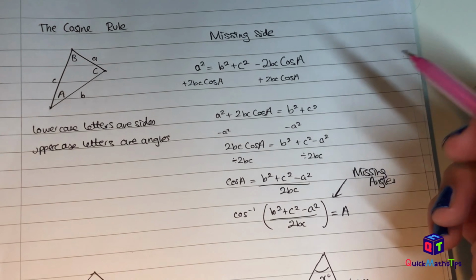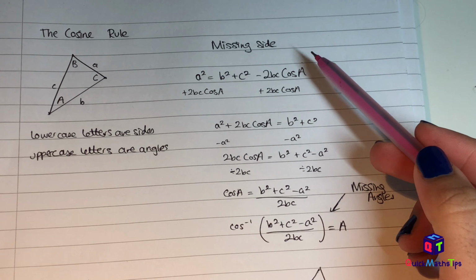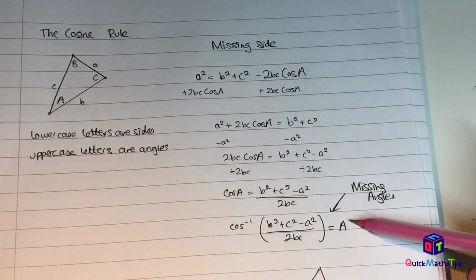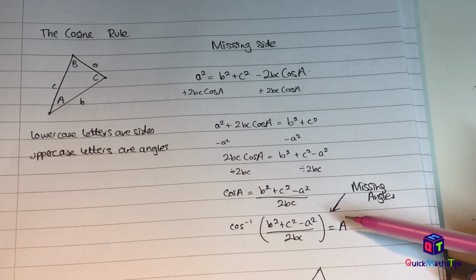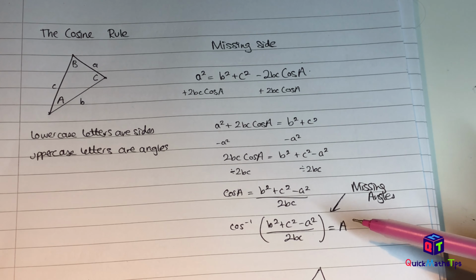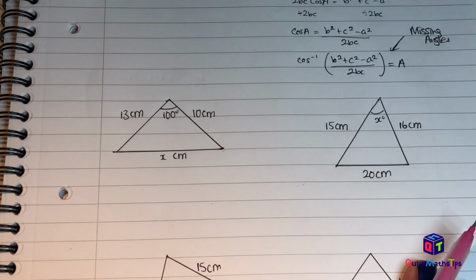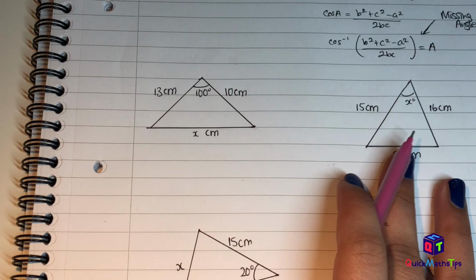So remember, the main formula for a missing side is a squared equals b squared plus c squared minus 2bc cosine A. And the main formula for missing angles is shift cosine, b squared plus c squared minus a squared divided by 2bc. Okay, now let's go through a few examples. In this triangle here, I have a missing side.